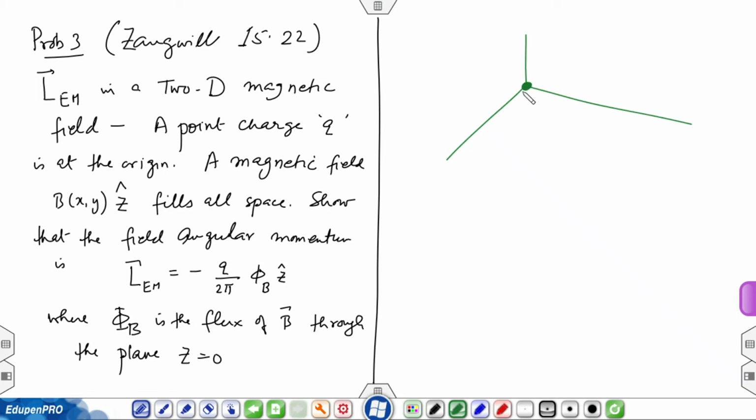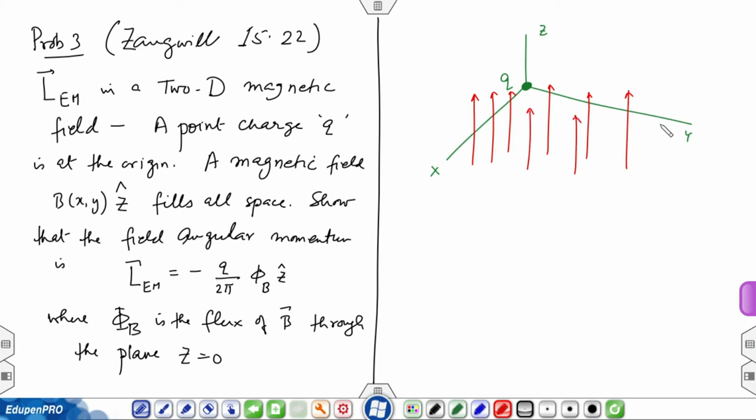So, what you are given is in this coordinate system, where I have x, y and z, there is a charge q sitting at the origin, and all over the place I have this uniform field. I will make these lines randomly, because this is B, which depends on x and y. So, its strength may change at different points, and it is pointing in the z direction. So, I have this magnetic field, and I want to calculate the angular momentum corresponding to the field of this electric field given by the charge and this magnetic field.